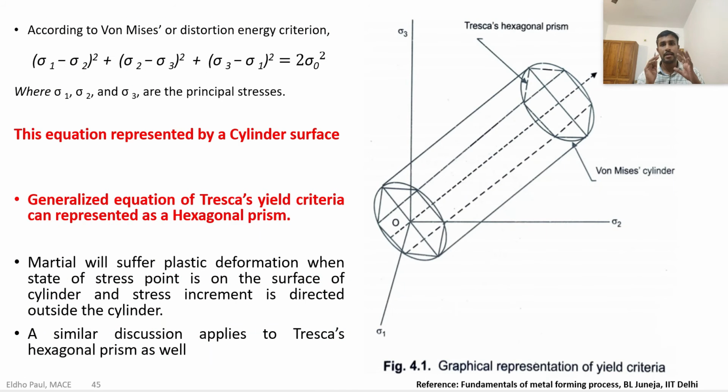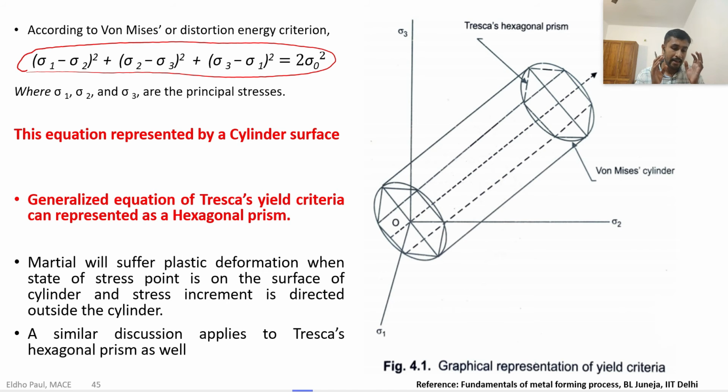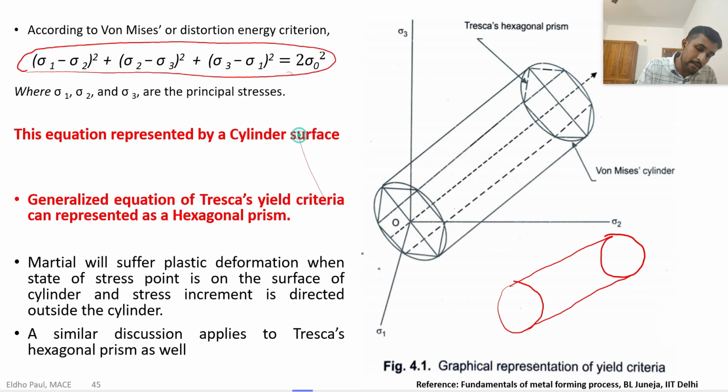So next we are going to compare these two criteria. We already discussed this equation. This is for the Von Mises criteria. This equation actually represents a cylinder, so using this equation we can draw a cylinder like this in the x, y, z directions. These are sigma 2, sigma 3, sigma 1, the principal stress values.